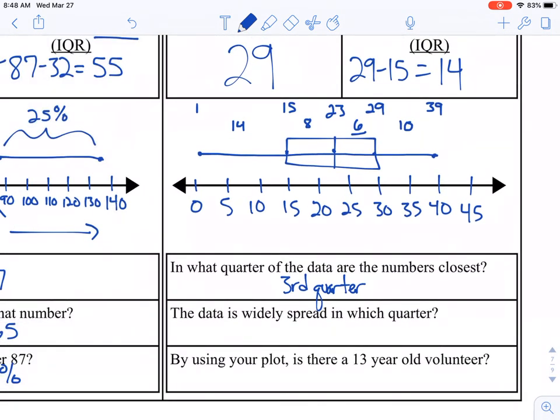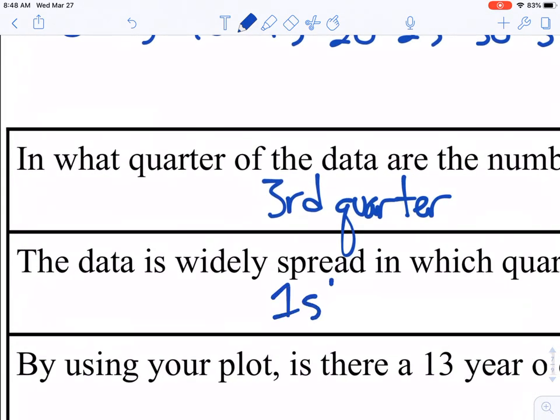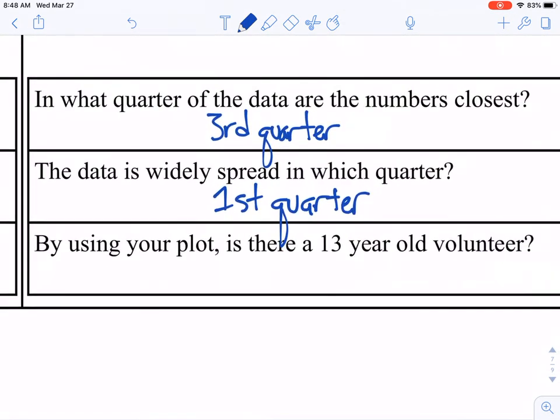And then it says what the data is widely spread in which quarter. That would be the biggest, so that would be 14. So that would be my first quarter. And then this is a tricky question. It says, by using your plot, is there a 13-year-old volunteer?